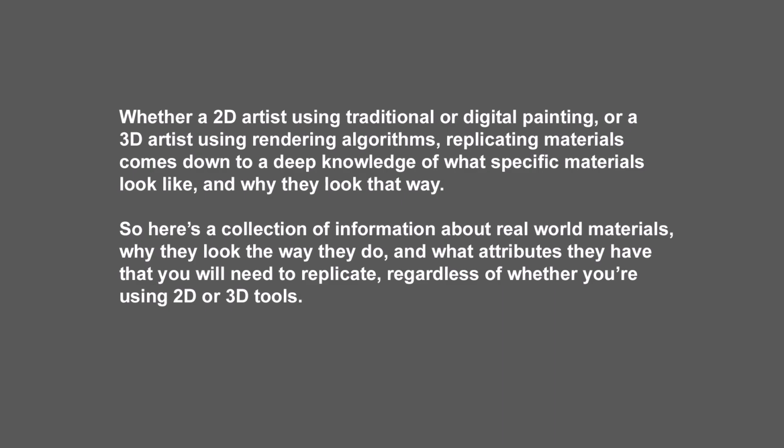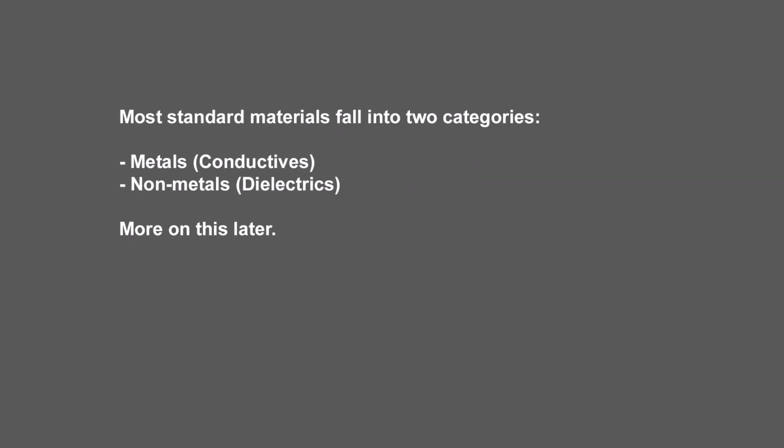So here's a collection of information about real-world materials, why they look the way they do, and what attributes they have that you will need to replicate, regardless of whether you're using 2D or 3D tools. So most standard materials fall into one of two categories. You have metals, which are also known as conductives, or nonmetals, which are also known as dielectrics. And we'll get into much more detail about this a little bit later.